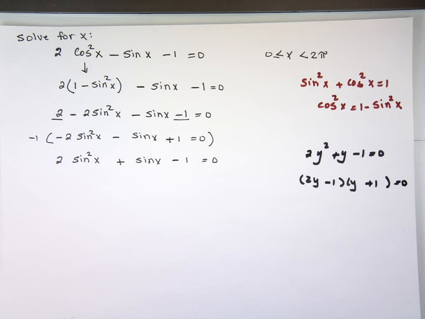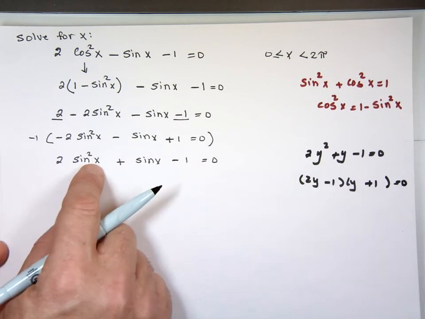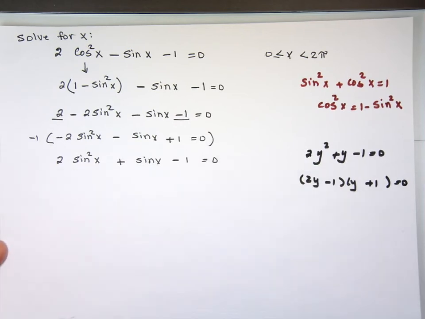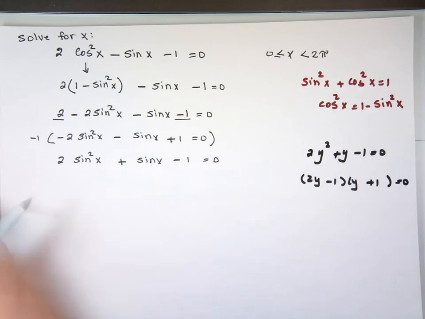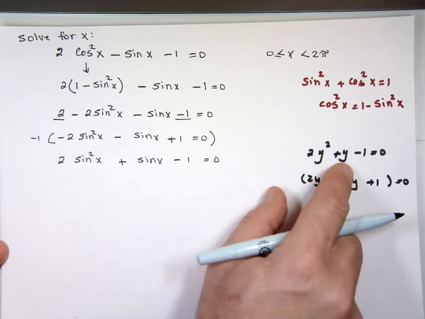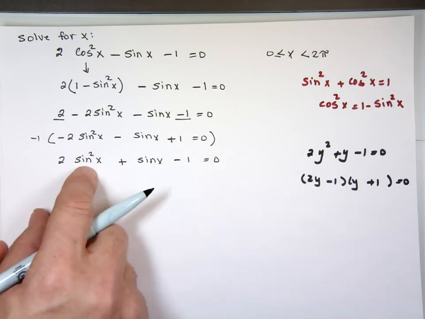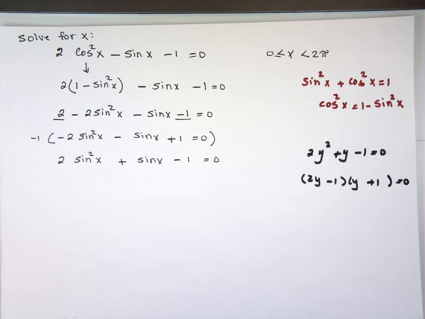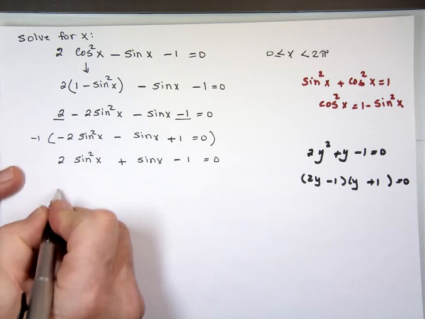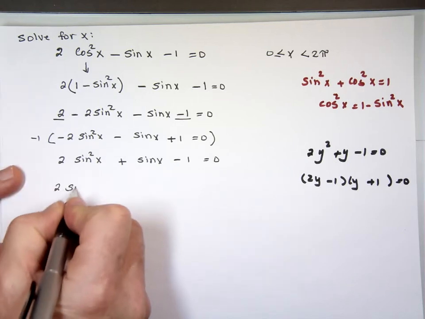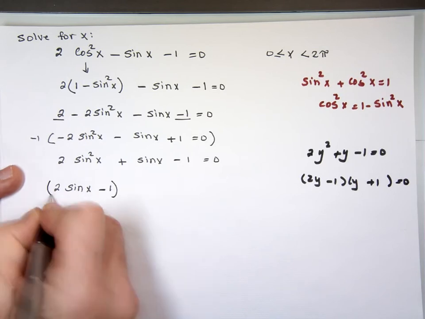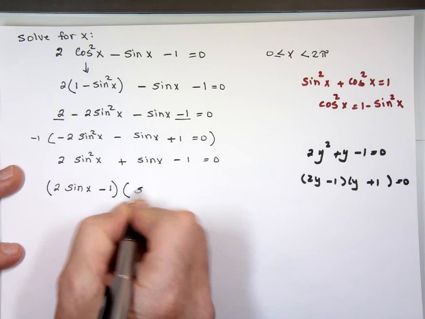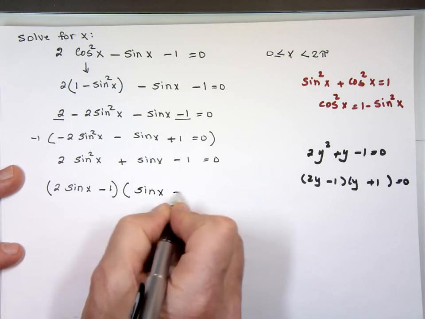Well, if you look at this problem and look at this one, they're almost the same. Except what? My y is really what? Sine of x. That's what y is. Y is sine of x, y squared is sine squared x. So I should be able to factor this to what? 2 sine x minus 1 times sine of x plus 1.